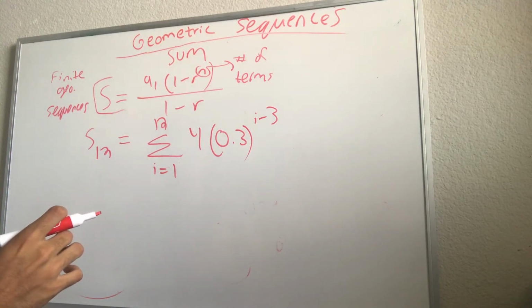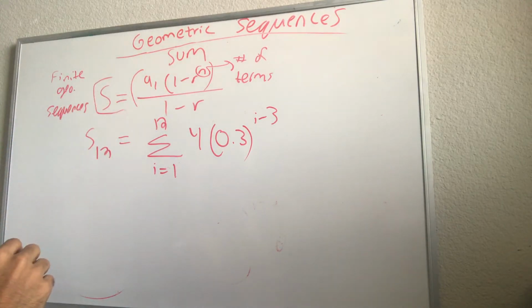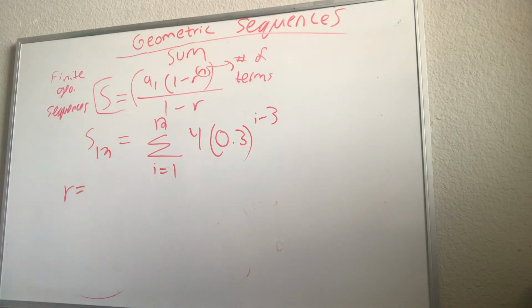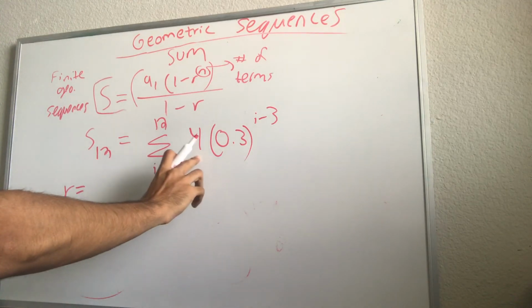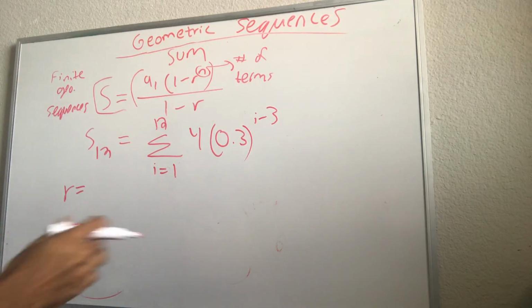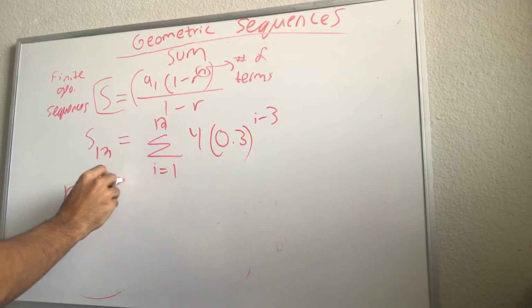So looking at this, we want to find the sum. We know our formula is this, and before we put anything into our formula, we want to know what our common ratio is. We know the common ratio based off of this. Although there's a 4 here, it doesn't really matter, because when you multiply each value by 4, the overall effect still states that the common ratio is the base of that exponential function. So in this case, your common ratio is 0.3.